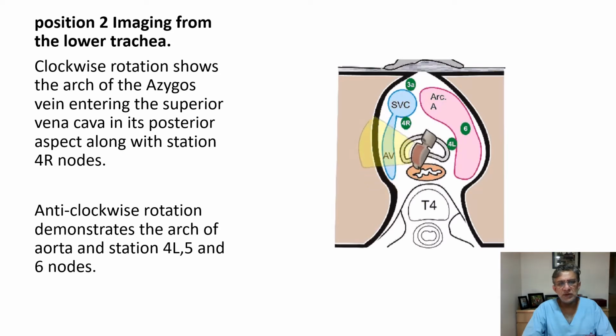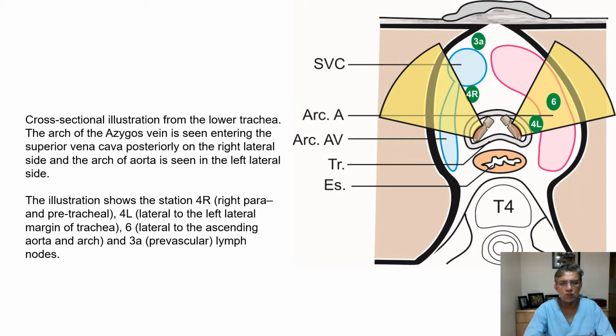When we come to the second position, from the lower trachea, we move clockwise and anti-clockwise. When we move clockwise, we see the azygos vein arch entering into the superior vena cava, and on anti-clockwise rotation, we can see the aorta along with the aortopulmonary window stations.